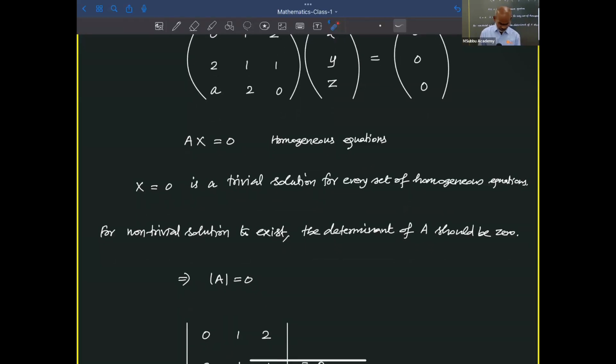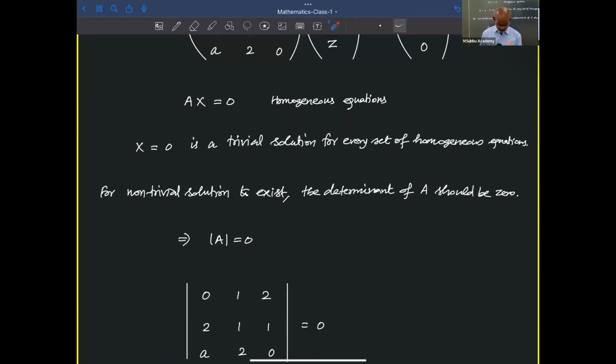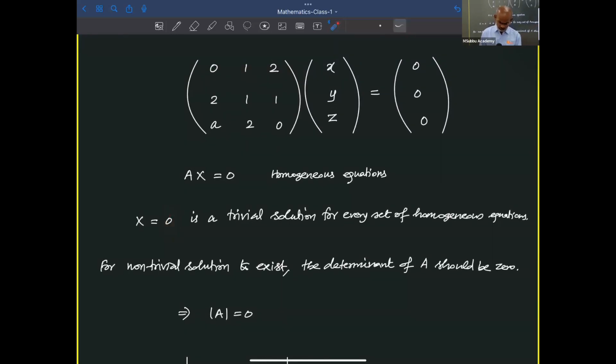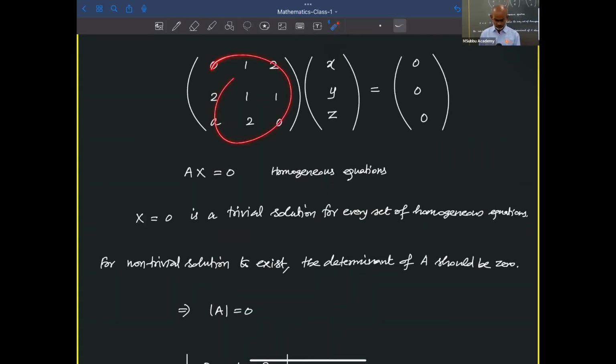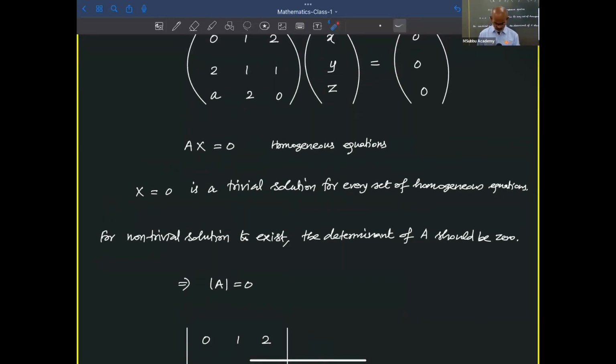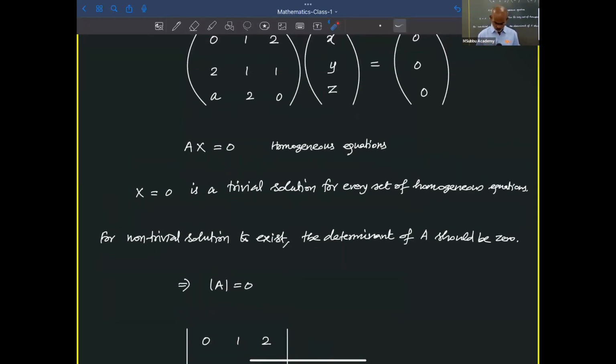So for getting this x not full of zeros, we again look at the determinant of A. If the rank of this 3 by 3 matrix is less than 3, then we'll be getting infinite solutions. Of course, x equal to 0, 0, 0 is already a valid solution, but that doesn't have any usage. That is called a trivial solution. Non-trivial means significant solution. Trivial refers to not so important.